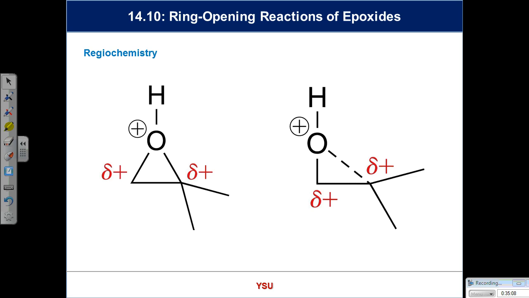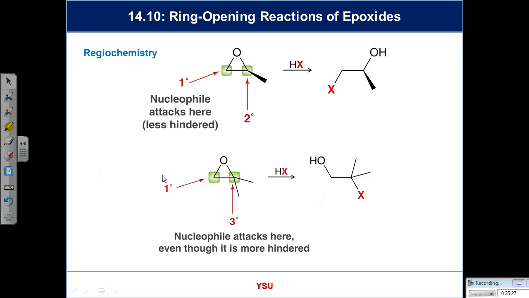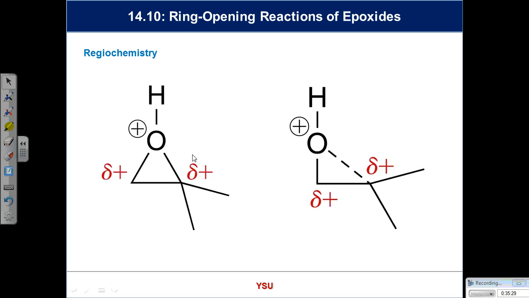Because if you think about basic conditions, you'd be making O- and C+. That doesn't work. That's too unstable. If you protonate the O, we've always said that's a way of making it a better leaving group. And we can now think about the possibilities here, because guess what? That system is strained. This molecule is strained. It wants to open up.